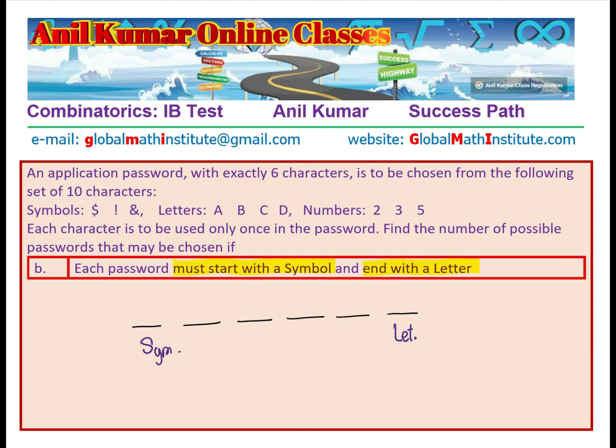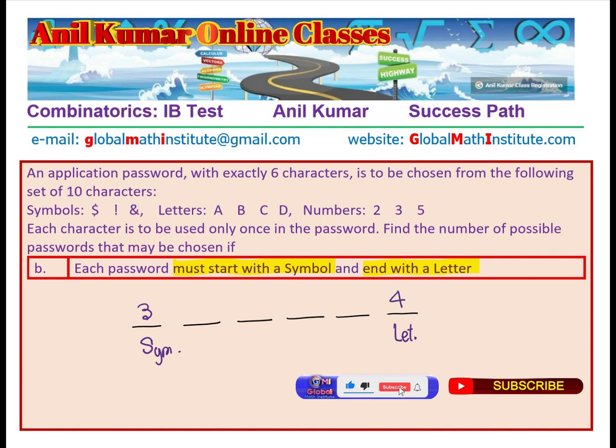As far as symbols are concerned, we have three symbols, right? So we have three choices. As far as letters are concerned, we have four choices. Correct? You can fill in the others with any other thing. Correct? You get the idea? So I would like you to now pause the video, complete the answer, and check with my solution.